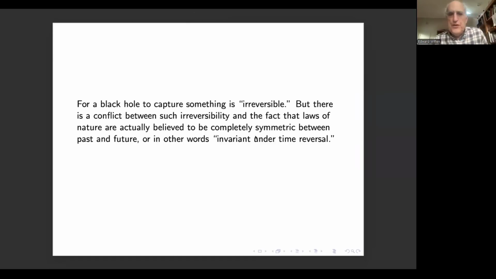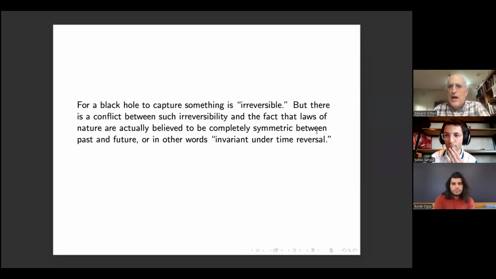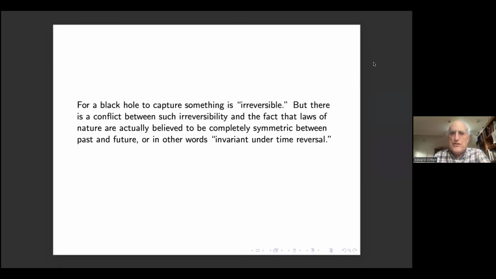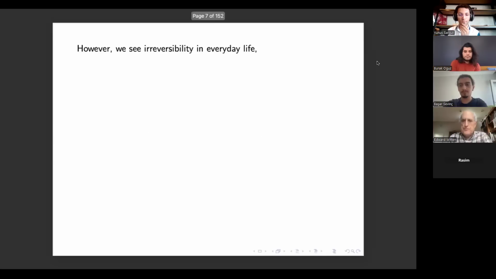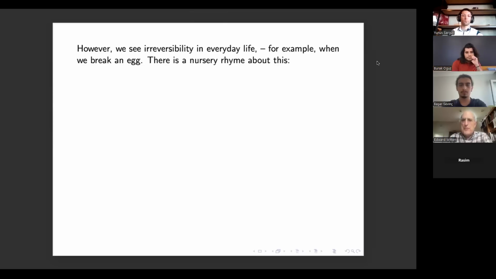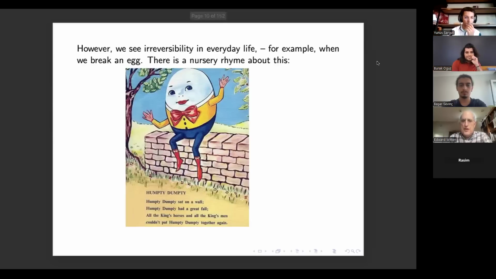But there's a conflict between such irreversibility and the fact that the laws of nature are actually believed to be completely symmetric between past and future. Of course, we see irreversibility in everyday life. For example, when we break an egg. There's a nursery rhyme about this in English. Humpty Dumpty is seen as an egg sitting on a wall, and if the egg falls and breaks, all the king's horses and all the king's men can't put it back together again.